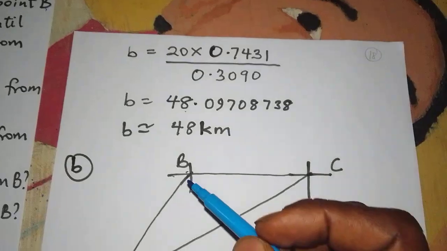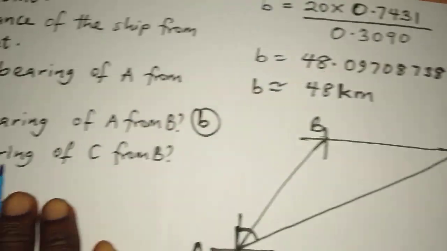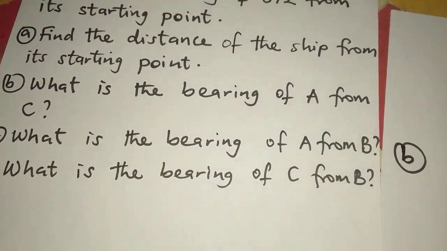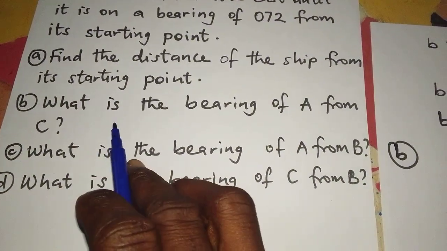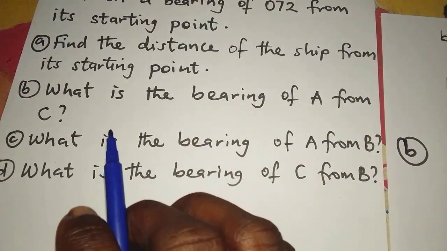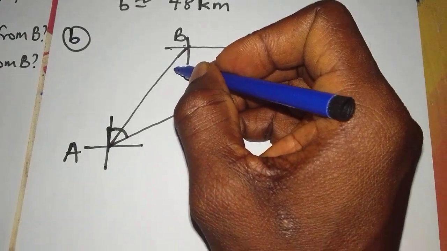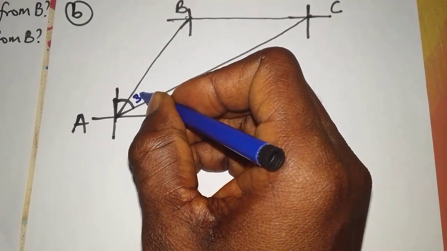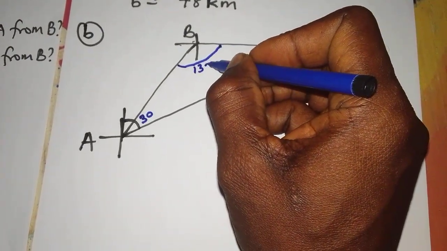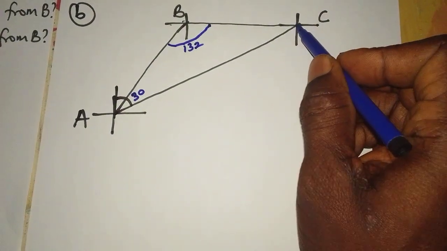So we've been able to look for the distance of the ship from the starting point now to be 48 kilometers. Now the B part of the question says, what is the bearing of A from C? Now you know that we've been able to get this angle to be 30. The whole of this angle is 132. Now you are told to look for the bearing of A from this C.